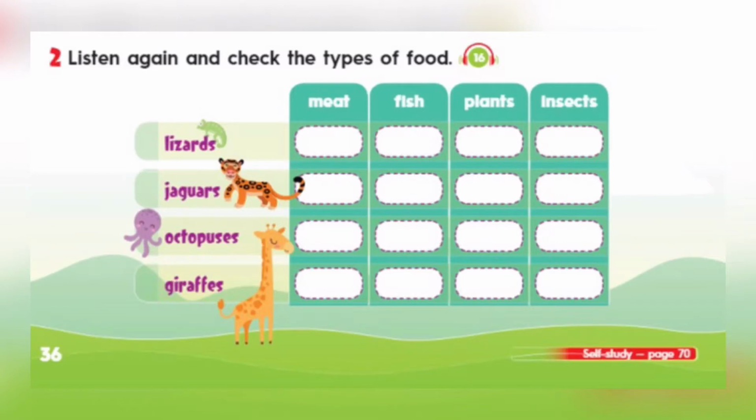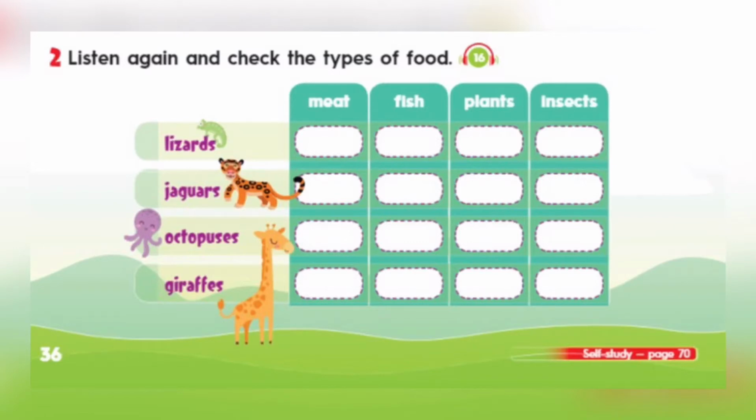Meat, fish, plants, insects. Okay? Each one of those animals eats one of those things, right? Not all of them, but one of those. Okay? Então, nós vamos verificar qual pertence a qual, ok? Just to be revealed: meat, carne; fish, peixe; plants, plantas; insects, insetos, right?